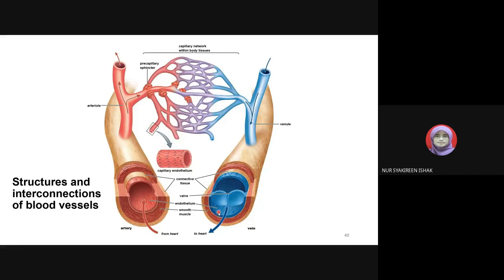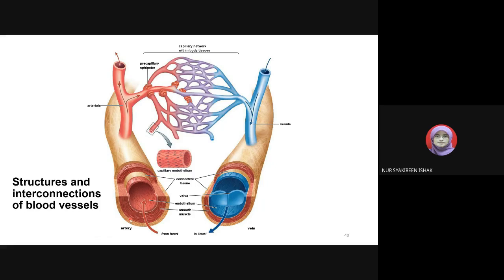And in the wall, the smooth muscle here, the smooth muscle yang warna merah ni is thinner compared to the smooth muscle within the artery. So why? Because artery carries blood with high blood pressure, high velocity, so they do not require valves. And they have thicker smooth muscle here.